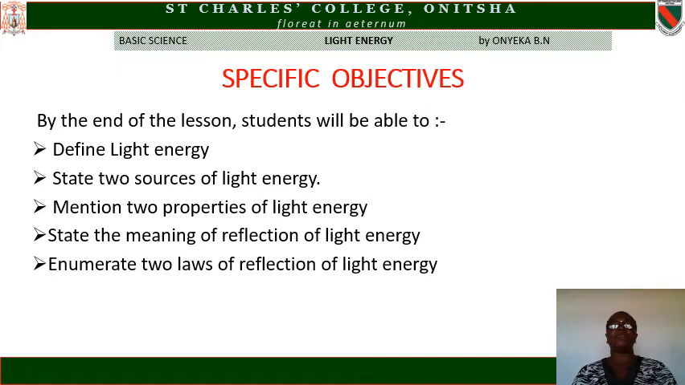Specific objectives. By the end of this lesson, students will be able to: 1. Define light energy. 2. State two sources of light energy. 3. Mention two properties of light energy. 4. State the meaning of reflection of light energy. 5. Enumerate two laws of reflection of light.